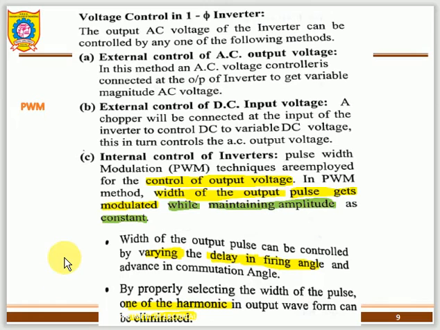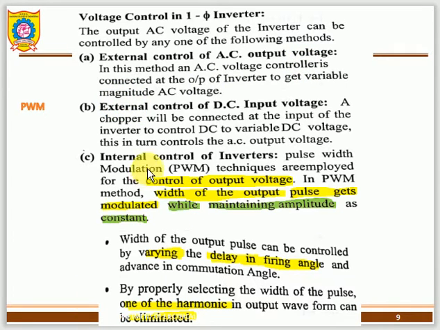The next topic is pulse width modulation. Generally, the basic methods of varying the inverter output are classified. The first one is external control of the AC output voltage.